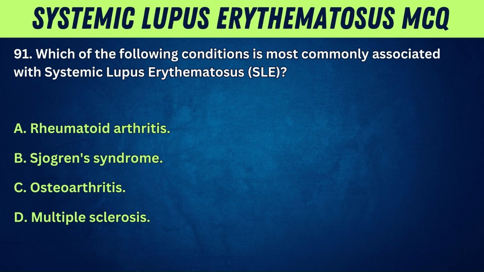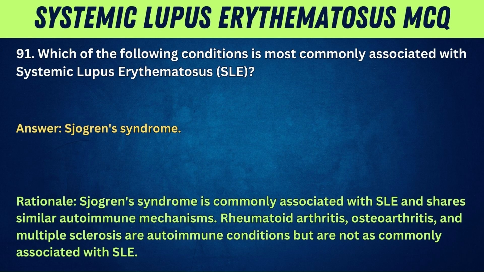91. Which of the following conditions is most commonly associated with systemic lupus erythematosus, SLE? A. Rheumatoid arthritis. B. Sjogren's syndrome. C. Osteoarthritis. D. Multiple sclerosis. Answer: Sjogren's syndrome.